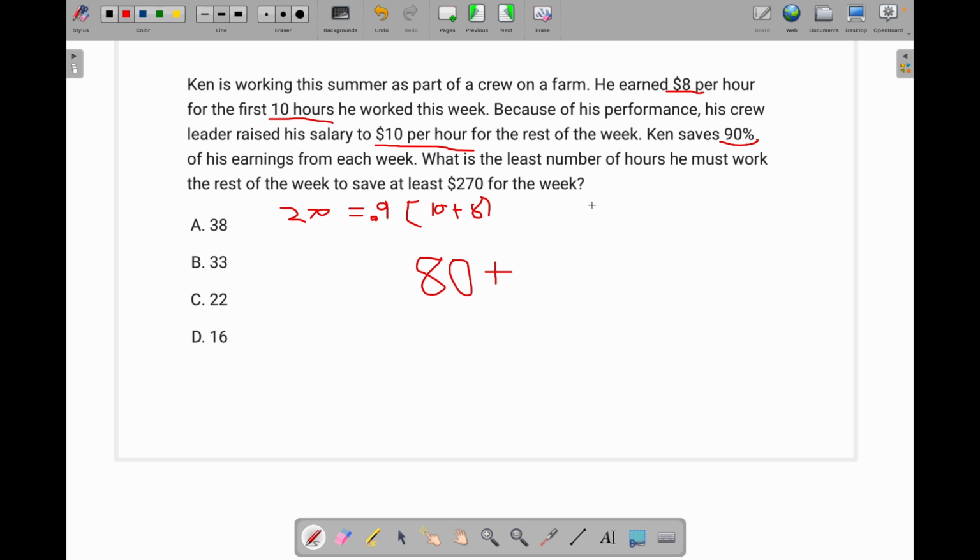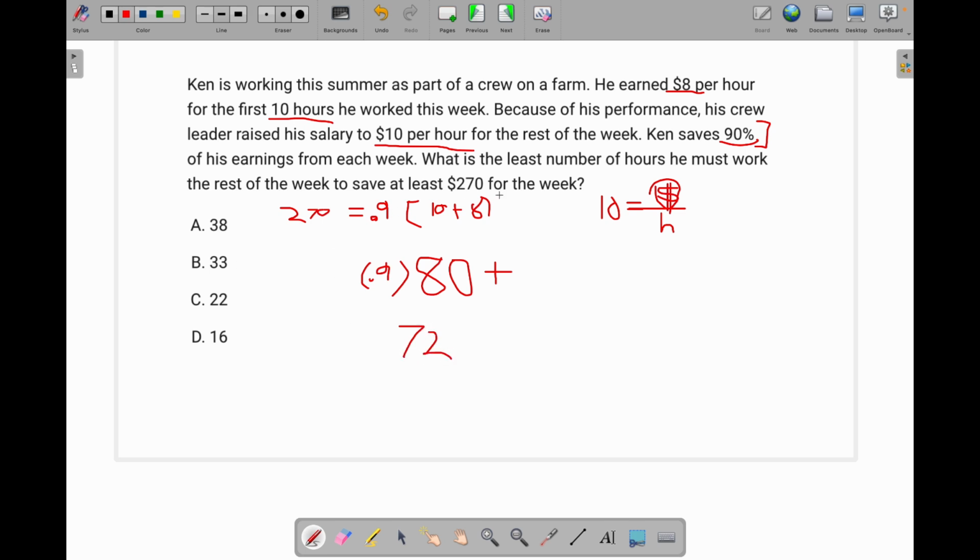And how we can do this is we know that $10 per hour is the same as $10 equals some amount of money divided by hours. Now, what we're going to do here is we don't really know how much money this is, but we can figure it out. Because $80, he's going to save 90% of this. So we're just going to multiply this 80 times 0.9. That's going to equal 72.